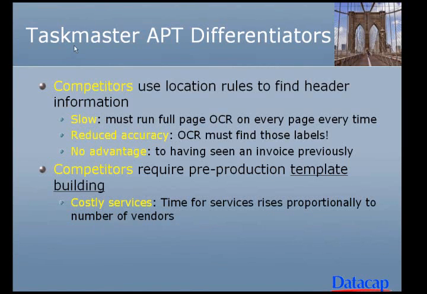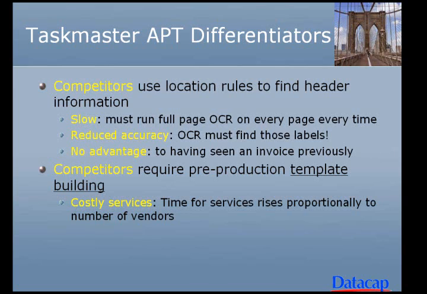That concludes our demonstration, but I have a couple things I want to mention. A couple of differentiators which are very important. Competitors use location rules to find header information. Taskmaster APT uses a fingerprint technology. But when you use location rules, full page OCR must be performed in every page every time the invoice is processed. OCR has to find those labels. So if there's any errors in identifying the labels, you clearly can't identify the fields that are associated with those labels. All of this results in no advantage to have seen an invoice previously.